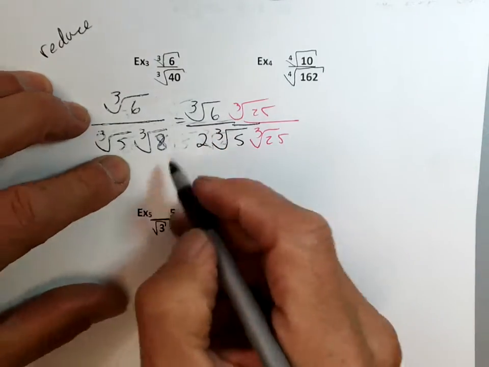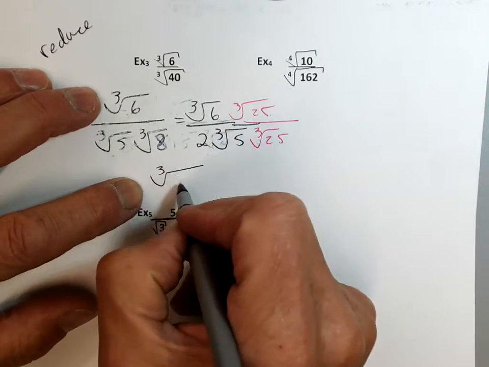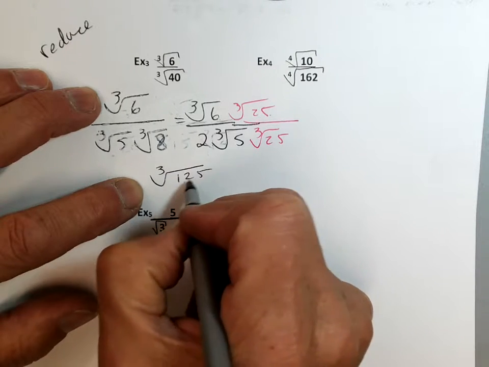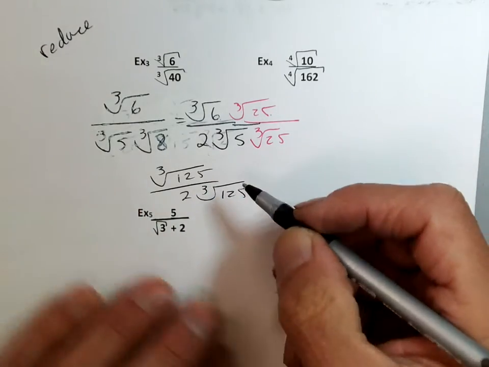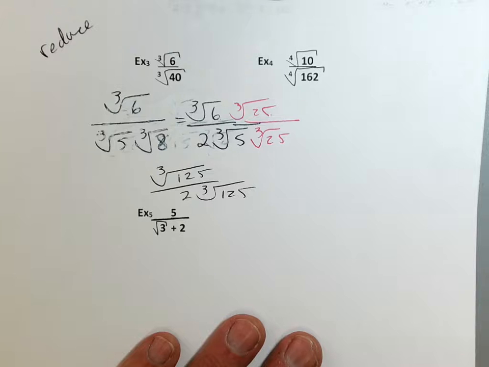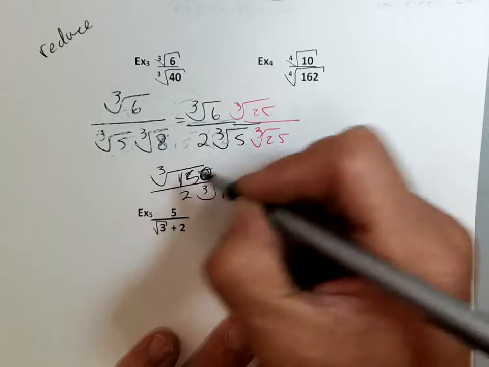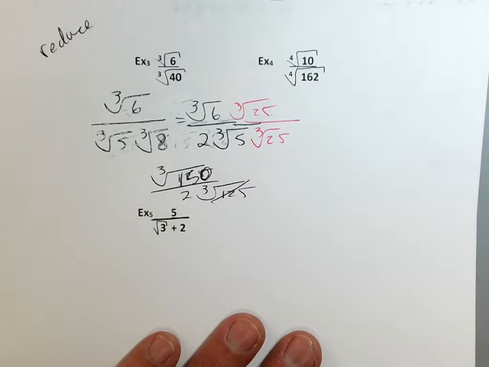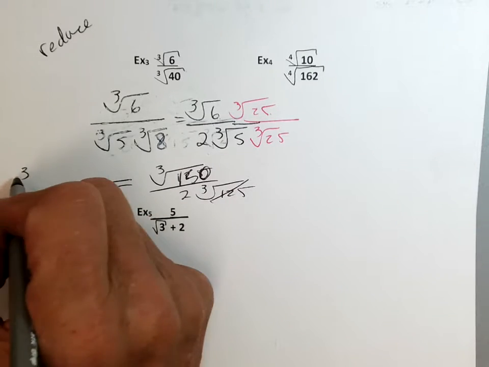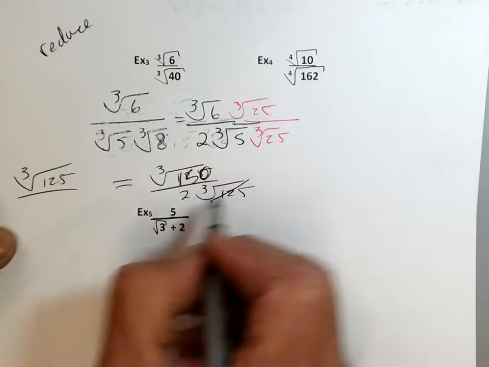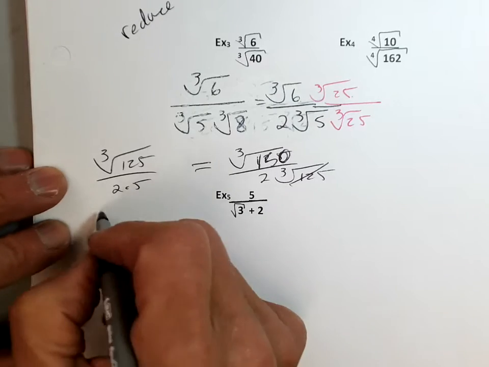So I'm going to get the cube root of 125 over 2 times the cube root of 125. Wow, that cancels, doesn't it? What? Oh, 150. 150. My bad. Cube root of 125 is 5. I'm going to scoot this over here. So I'm going to get the cube root of 150 over 2 times 5, which is 10. Wow, this is not an easy problem, is it?